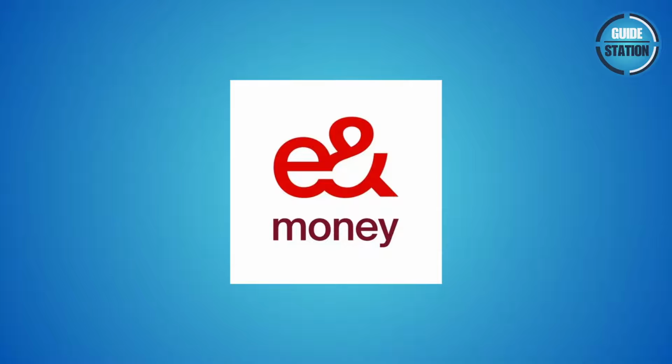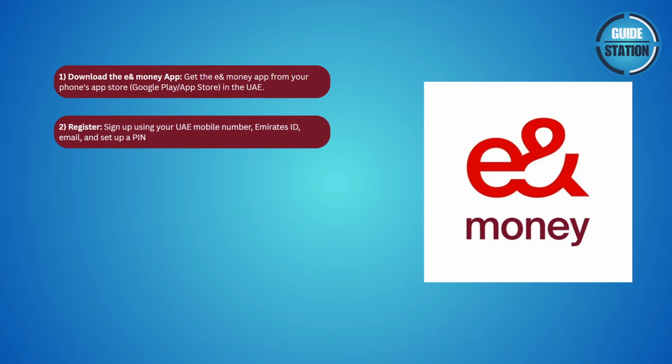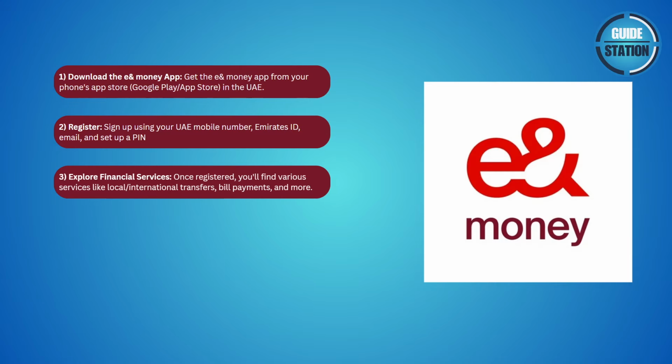In today's video, I'm going to show you how to borrow money from the ENE Money app, so let's get right into it. First off, go ahead and download the ENE Money app from the App Store or Google Play Store. And then, once it's installed, register your account using your UAE mobile number, Emirates ID, email, and then create your own PIN. After you have logged in, head into the app and start exploring the financial services section.